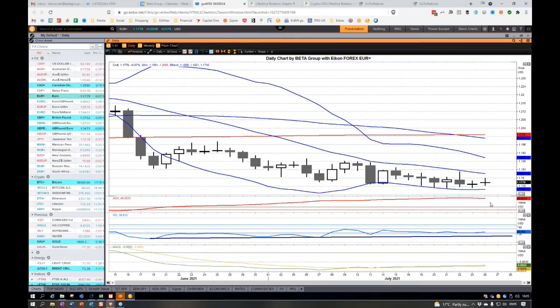The ADX is at 40. That's a very high reading. That means the trend, which is down, is strong. The RSI is at 38. It's come up from below here, and it's got a bit of a bullish divergence.